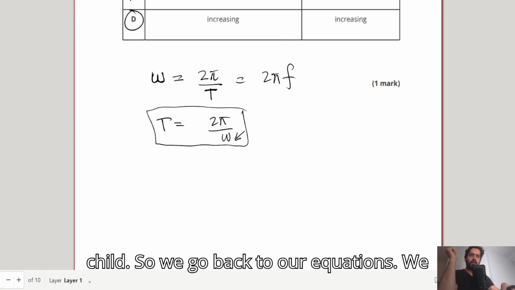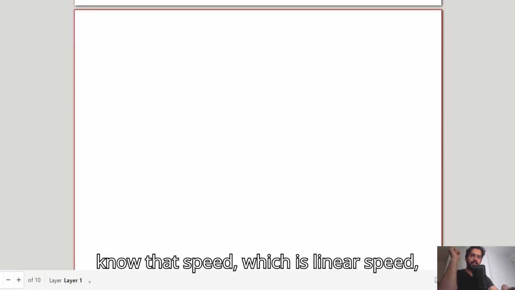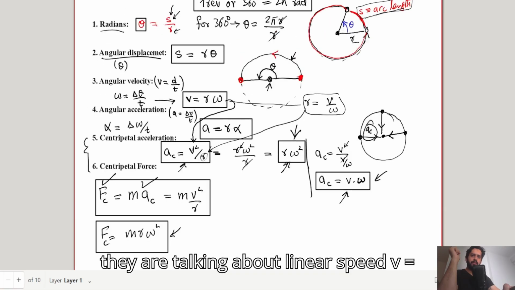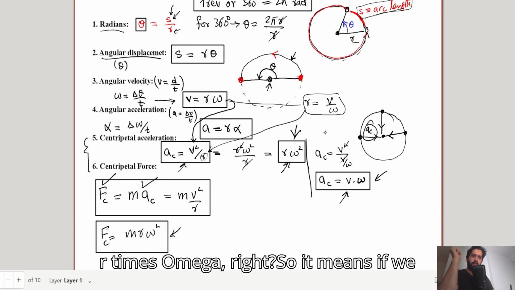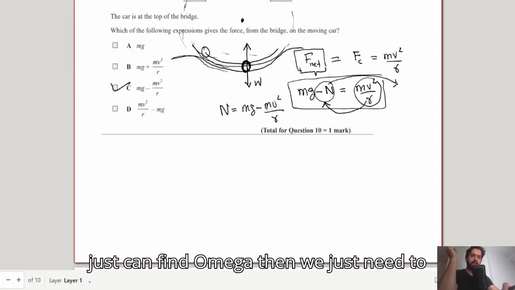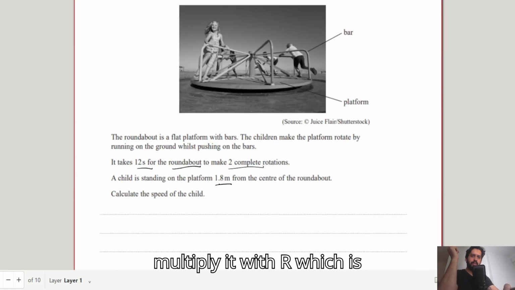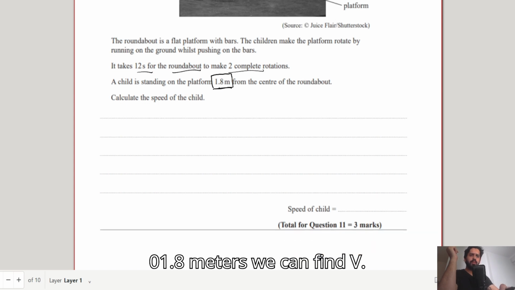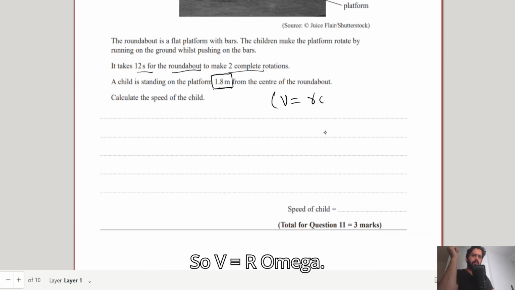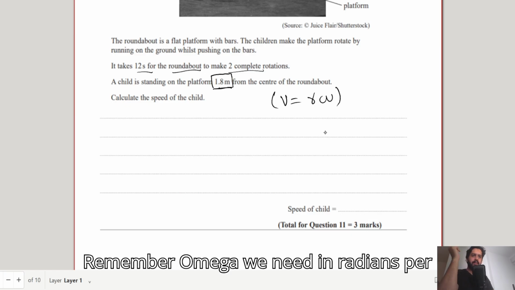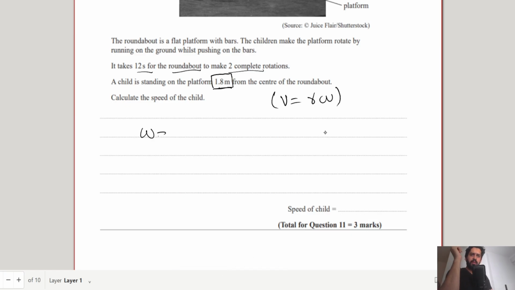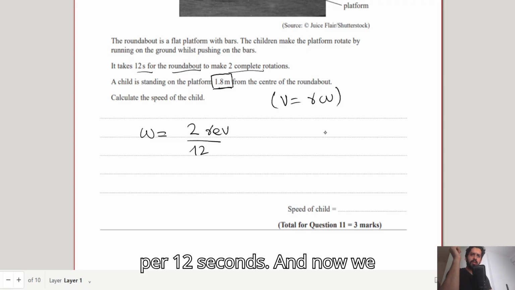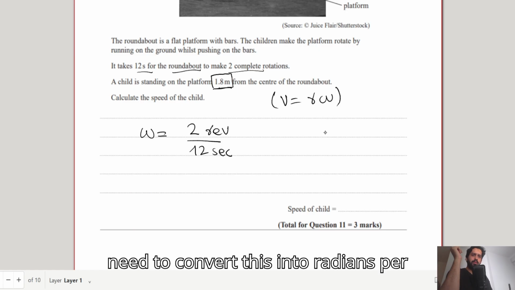So we go back to our equations. We know that speed, which is the linear speed they are talking about, v equals r times omega, right? So if we can find omega, then we just need to multiply it with r, which is 1.8 meters, and we can find v. So v equals r omega. Remember, omega we need in radians per second. Omega is 2 revolutions per 12 seconds. And now we need to convert this into radians per second.